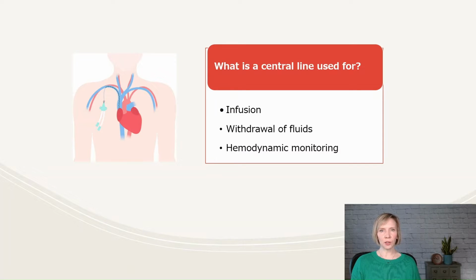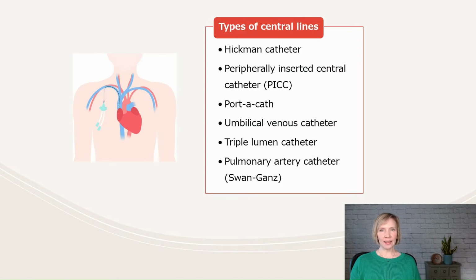A central line associated infection is an infection that occurs as a result of a patient having a central line. A central line is an intravascular catheter used for various purposes such as infusion, withdrawal of fluids, or hemodynamic monitoring. The tip of a central line is positioned either near the heart or within one of the great vessels. Examples of central venous catheters include the Hickman catheter, peripherally inserted central catheter, otherwise referred to as a PICC, portacath, umbilical venous catheter, triple lumen catheter, and pulmonary artery catheter, also known as a Swan-Ganz catheter or a right heart catheter.